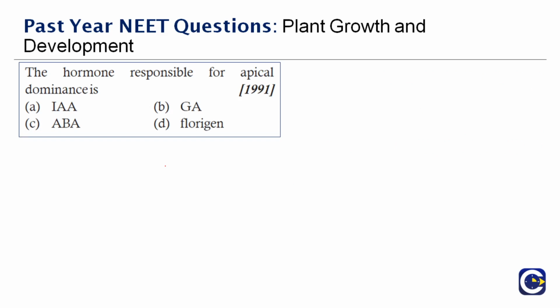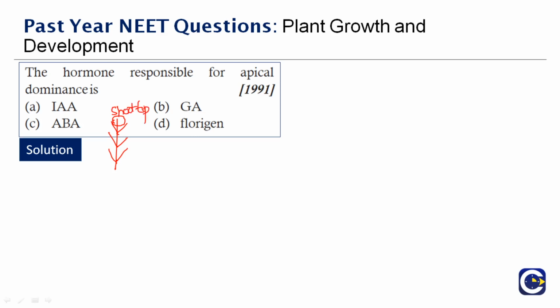The hormone responsible for apical dominance is dash. Just now we discussed in the earlier question about apical dominance, where I explained that the central stem will become stronger than the side ones. The central stem will become stronger than the lateral ones. And this is because of the auxin that is produced at the shoot tip.